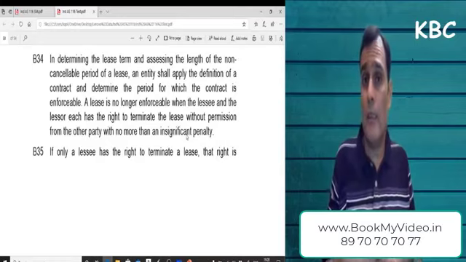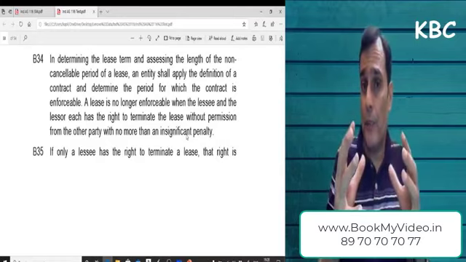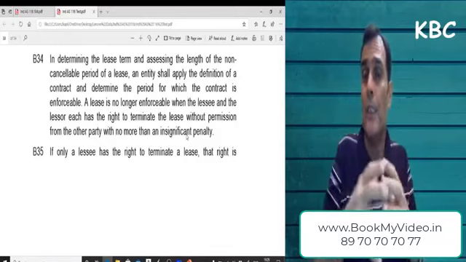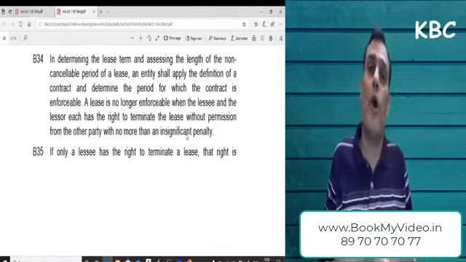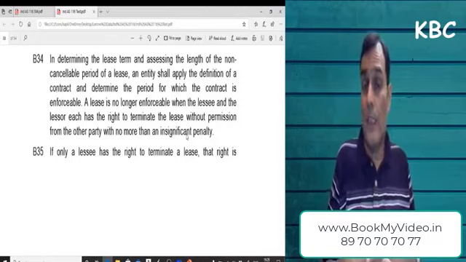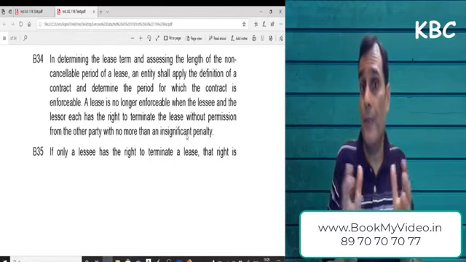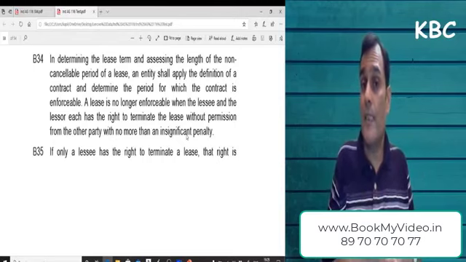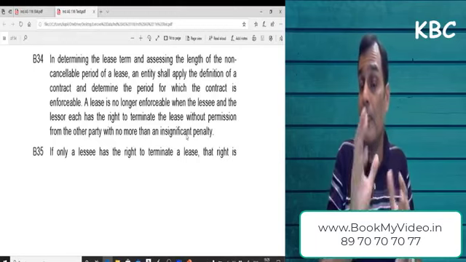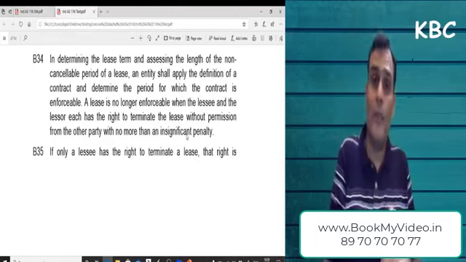So it is very important that when you calculate a lease term and you look at the option to terminate, you need to see who has got the option. If both have an option, B34 gives me the guidance. I'm yet to know what the guidance is. If the lessee has an option, I go to para number B35. And if the lessor has got an option, I go to B35. So para number 18B is elaborated by B34 and B35.